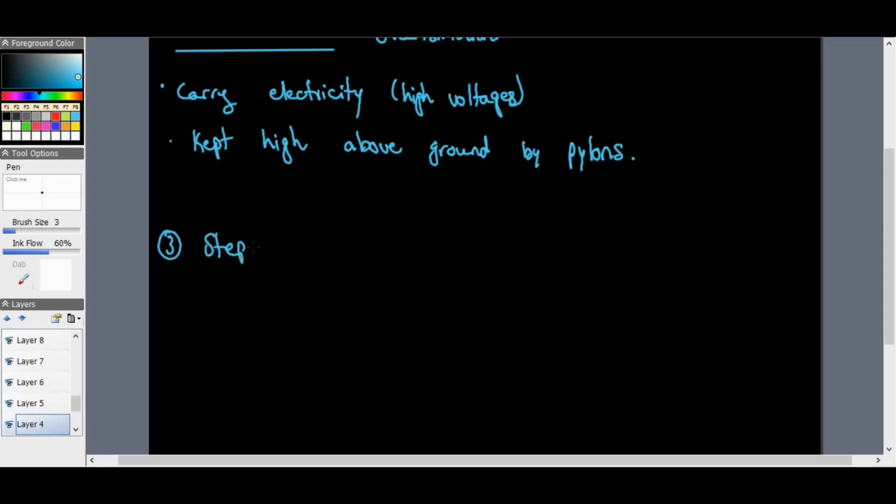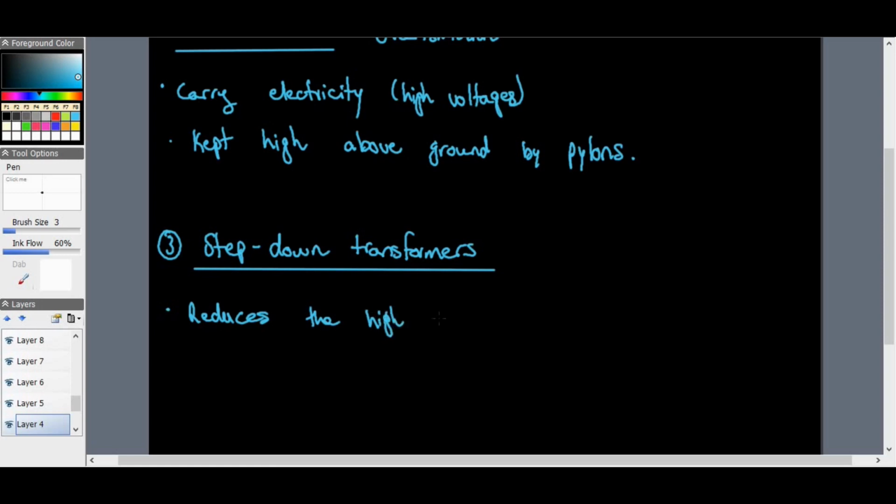The third part in the diagram would be the step-down transformers, or substations. We're going to stick with the term step-down transformers. This is used to convert that high voltage, bring it a bit lower, because we want to use electricity safely. These substations or step-down transformers reduce the high voltage coming along the lines to a safer 240 volts, which we'll write with capital V, 240 V. This is for distribution to the homes and to other buildings.